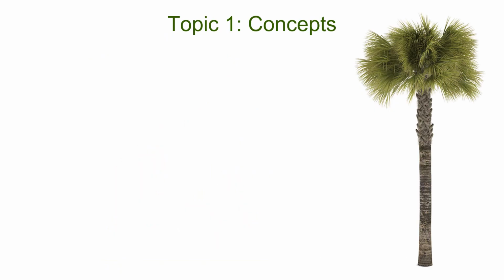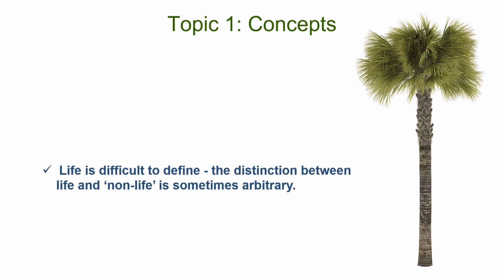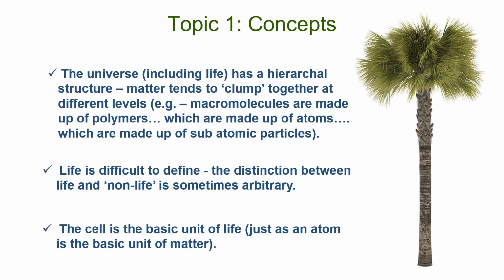So to sum up, at the end of each of my PowerPoints, I will have some concepts, and these are just really broad concepts that we've talked about in the lecture. The universe has this hierarchical structure to it that we talked about. Biology has a hierarchy to it. Life is difficult to define. We talked about some of the characteristics you might use. There's others you could use as well. And the cell is the basic unit of life. So every living thing is one cell or a collection of cells.